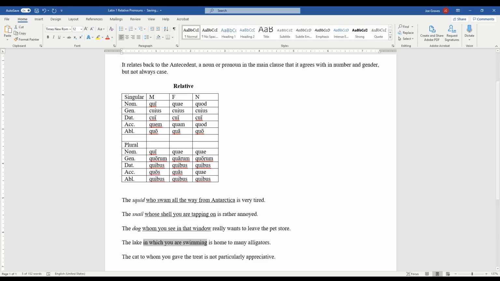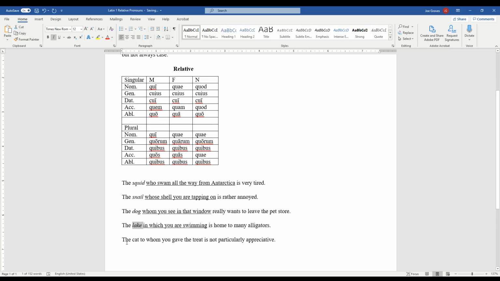So your main clause in this next one is, the lake is home to many alligators, but you could say the lake in which you are swimming. And so the relative is actually not even the first word here. If it's in a prepositional phrase, the little preposition can come before it. So the antecedent for this one would be the lake, and the which would be the relative. Then the cat to whom you gave a treat is not particularly appreciative. To whom you gave a treat, well, this would be representing the dative case in Latin, and the cat would be your antecedent again.